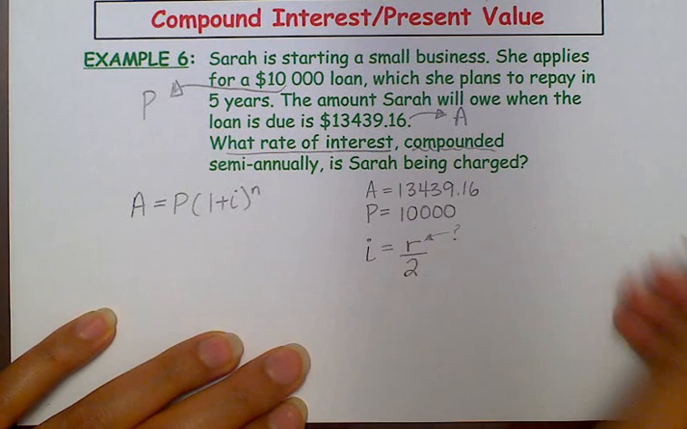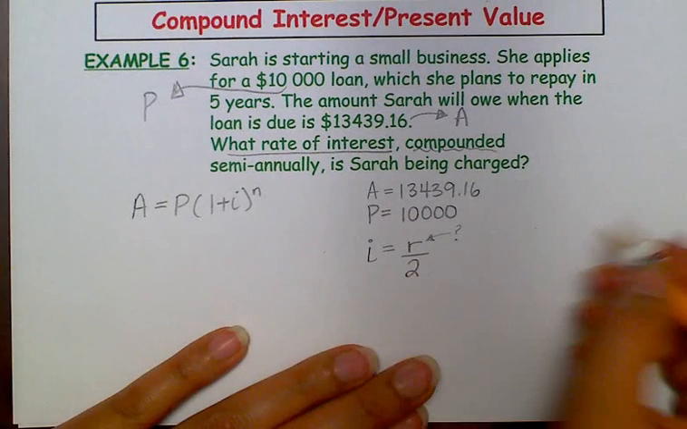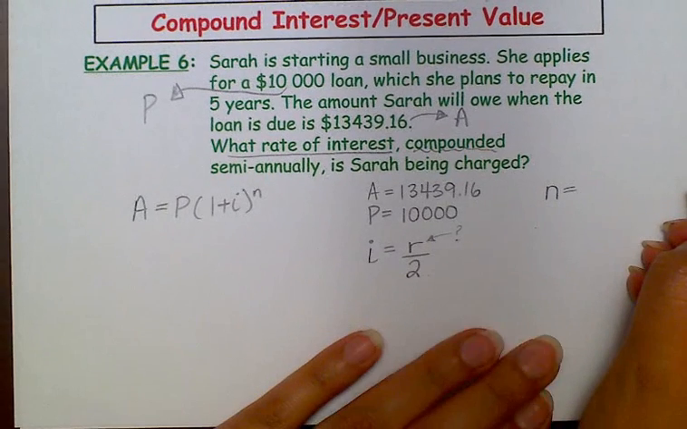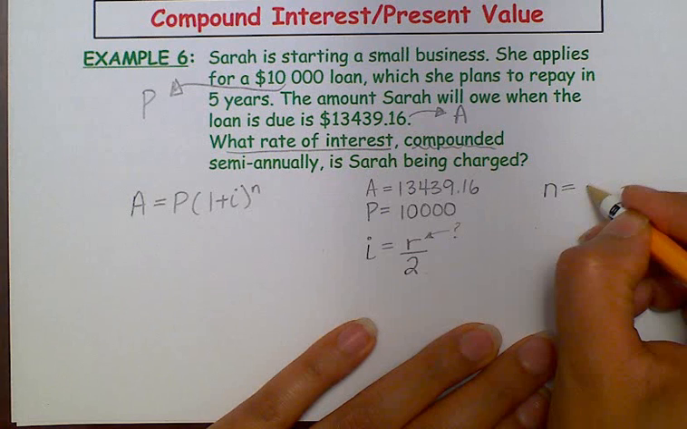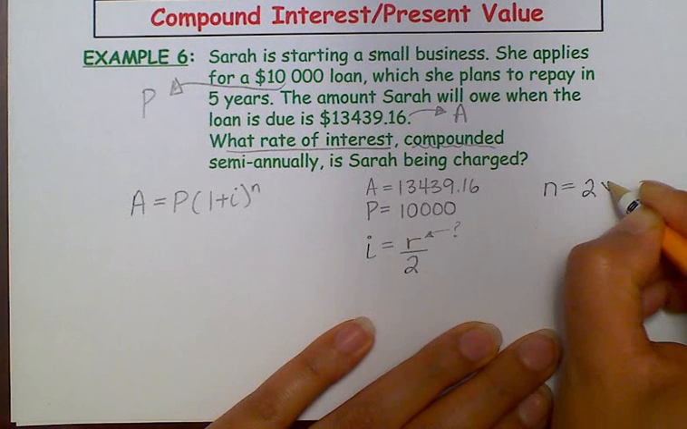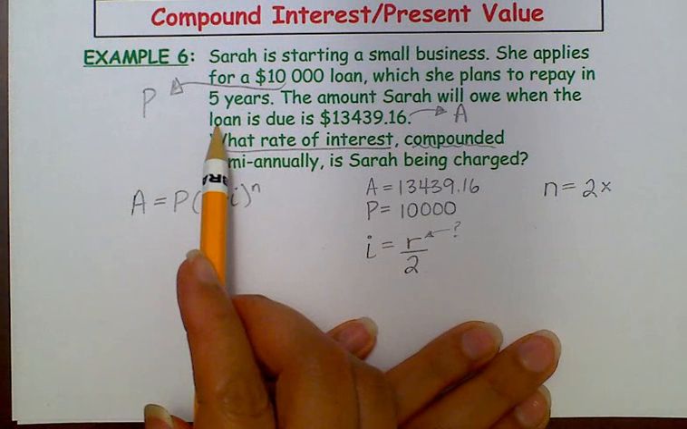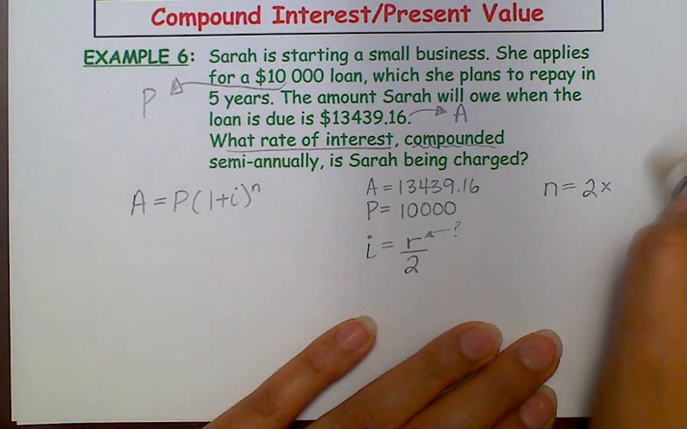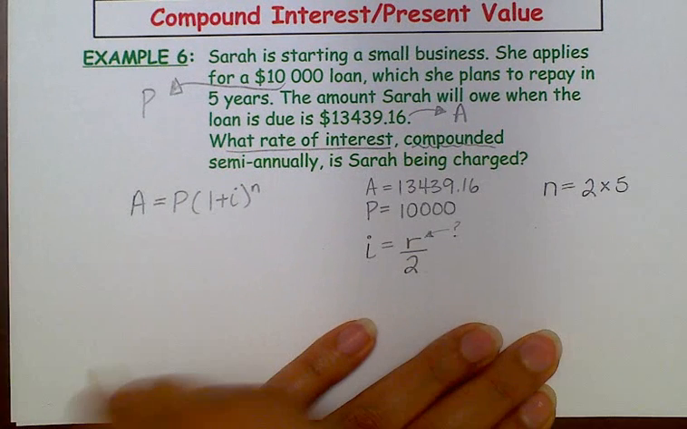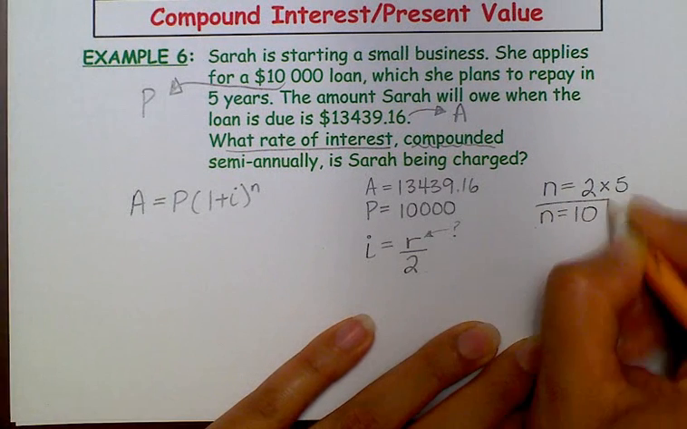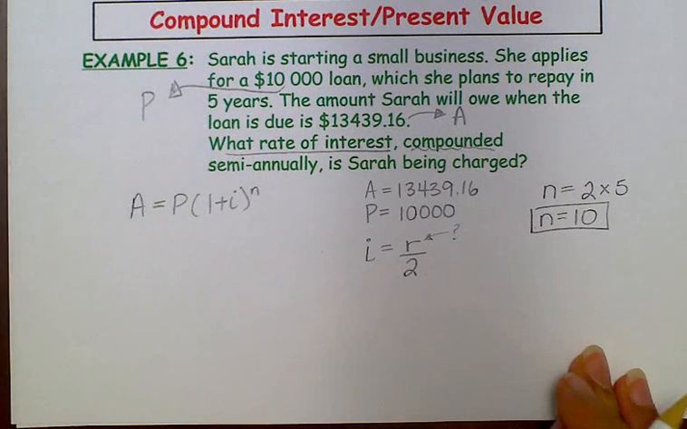Alright, the number of compounding periods. So, because interest is compounded semi-annually, that means we're going to get interest twice a year. And if we look back up at the question, she's planning on repaying this loan in 5 years. So that's times 5. Twice a year for 5 years to give you a total of 10 compounding periods. So she's going to be paying interest 10 times over a span of 5 years.